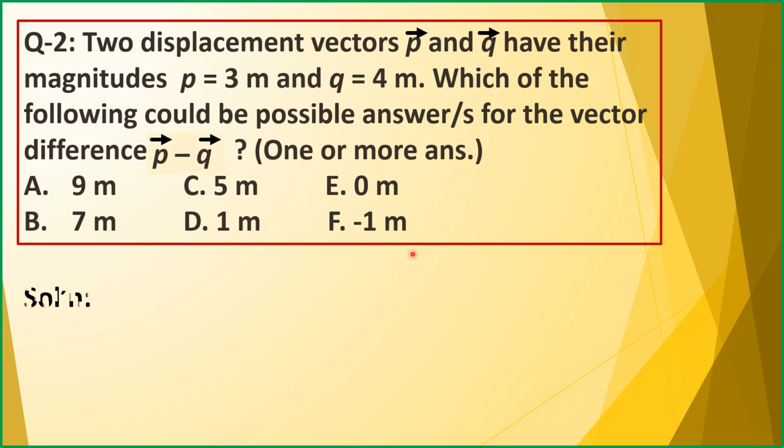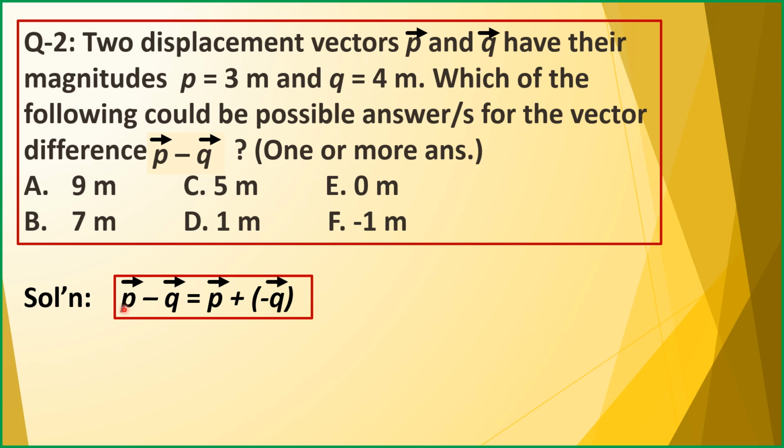For our solution, we base it from the definition of vector difference. When you say vector P minus vector Q, it's also the same as vector P plus the opposite of vector Q. So our first case is when the two vectors are both positive, so that when we get the difference P minus Q, or 3 meters plus negative 4 meters, we will get as our answer negative 1 meter.